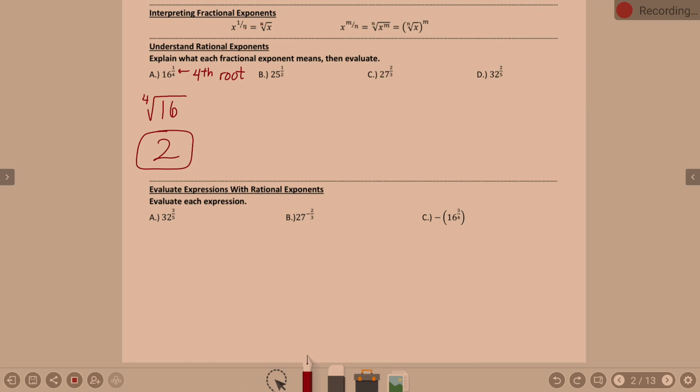Okay, let's try B. 25 to the 1/2 power. What's 25 to the 1/2 power mean? Second root. This is the second root of 25, which we don't usually say, do we? It's just the same as saying square root of 25. Doesn't matter which way you write that. You don't need to put the index of 2. If you don't have an index, we assume it's 2. Either way, what's this simplify to be? 5. Square root of 25 is 5.